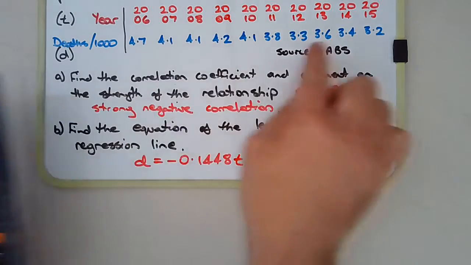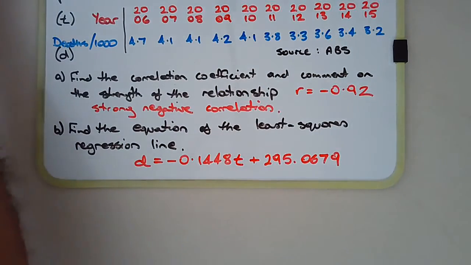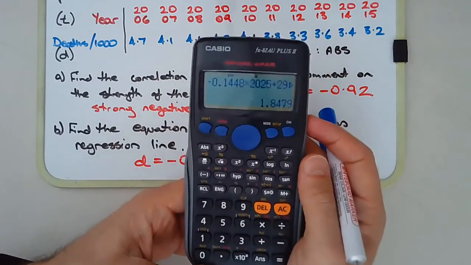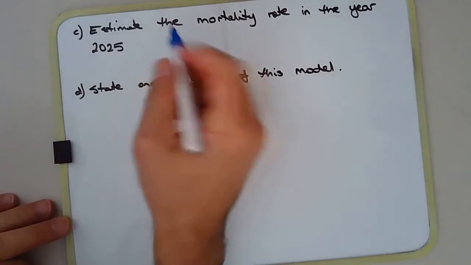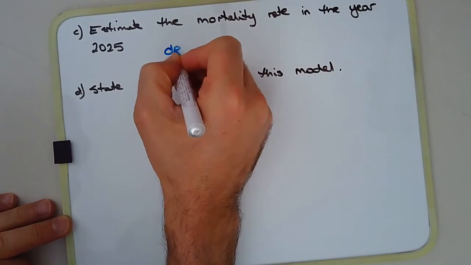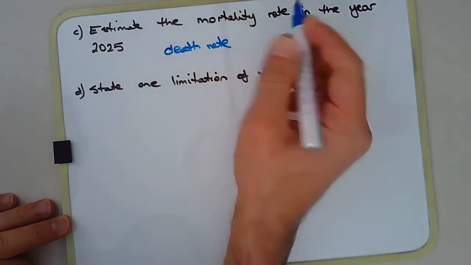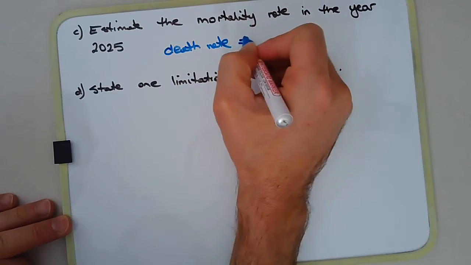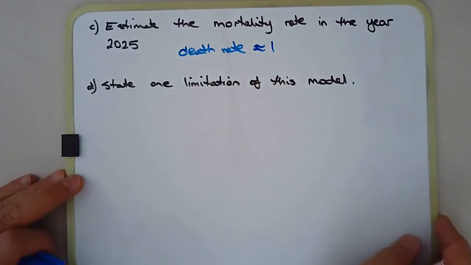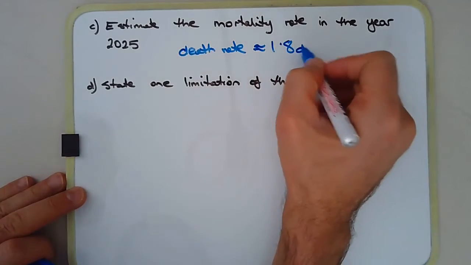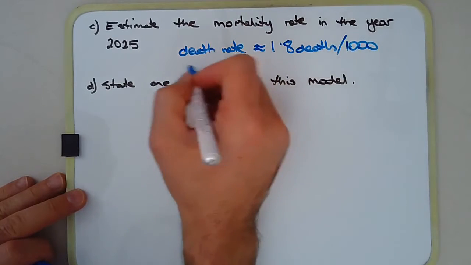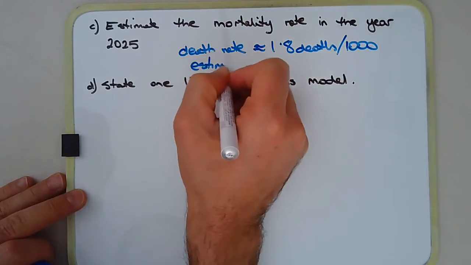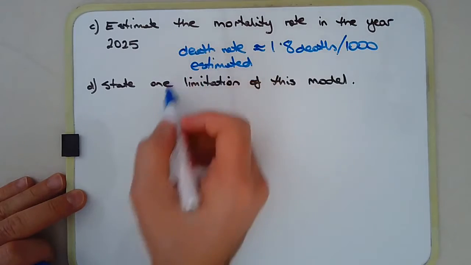Okay, so because the numbers in blue here are 1 decimal place, let's keep our answer to 1 decimal place. So it's going to be 1.8. Okay, so d is equal to, or it's probably approximately equal to 1.8 deaths per 1,000, estimated. All right.